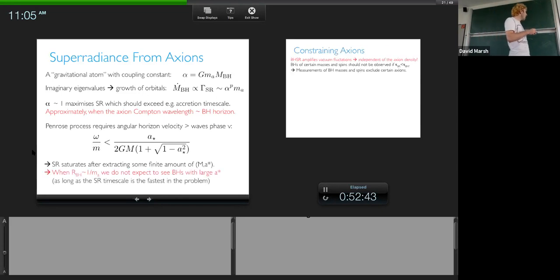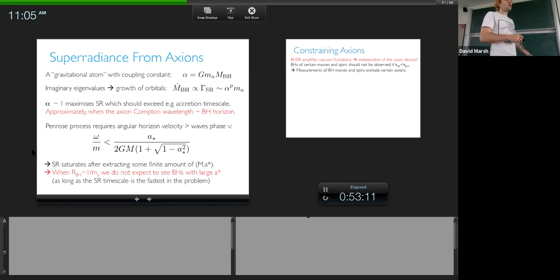So when the radius of the black hole is of order the axion Compton wavelength, we don't expect to see black holes with a large amount of spin. You extract some amount of spin, but it should get a star below 1. So just from this condition, and saying it has to saturate somewhere, we can say we shouldn't see certain extremal black holes with large values of spin.